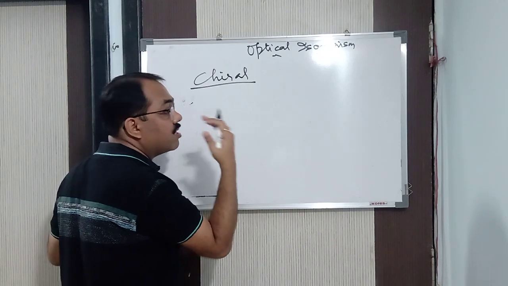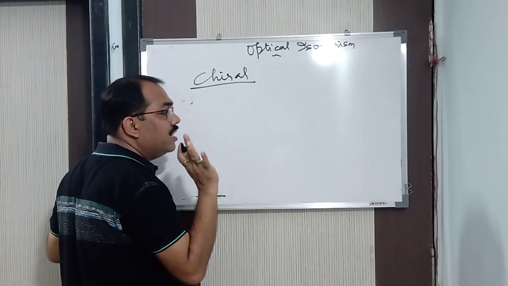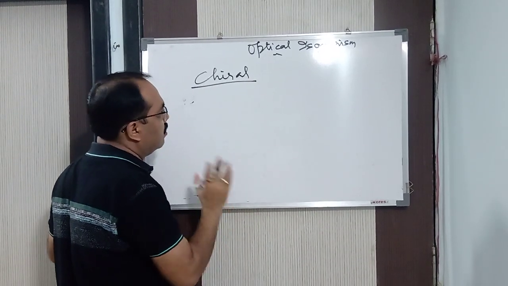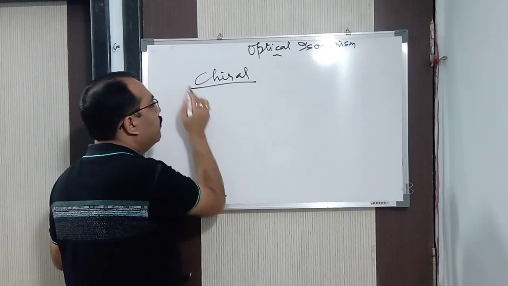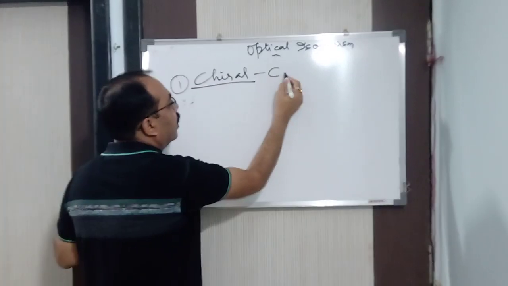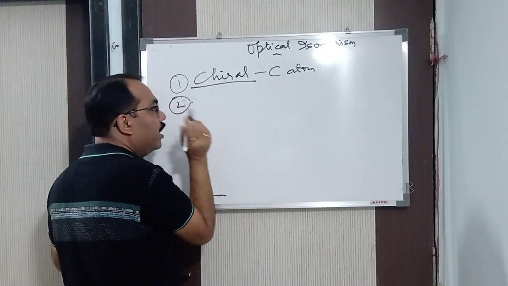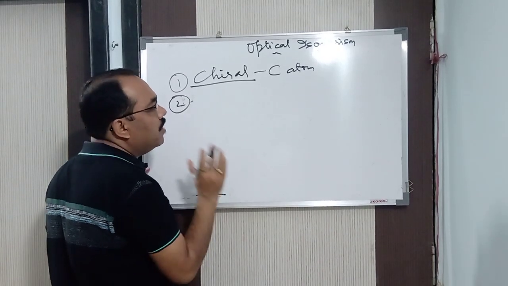Asymmetric means not symmetrical, meaning it does not possess a plane of symmetry or a center of symmetry. That is said to be chiral. What I said is that the given compound should have a chiral carbon atom. And the second condition is that the mirror image of the compound should not be superimposable.